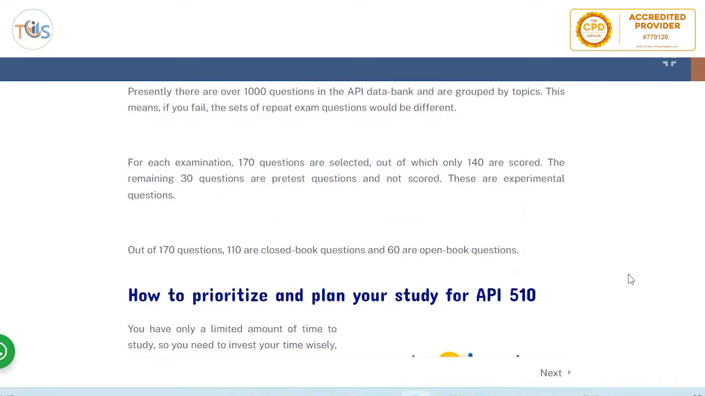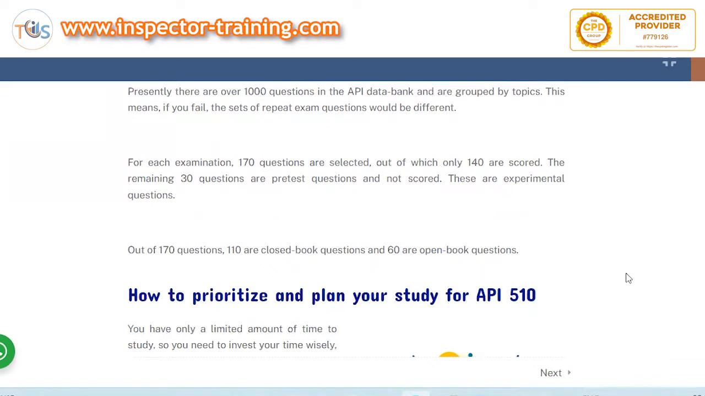So as the API publication effectivity sheet is revised, the new questions come into the question data bank. Out of these 170 questions that are shuffled together, you have to answer all of them because you don't know which one is scored and which one is not scored. 110 are closed book and 160 questions are open book questions.